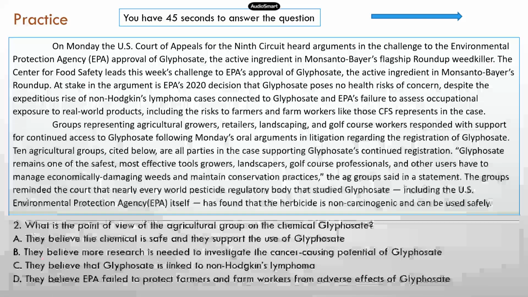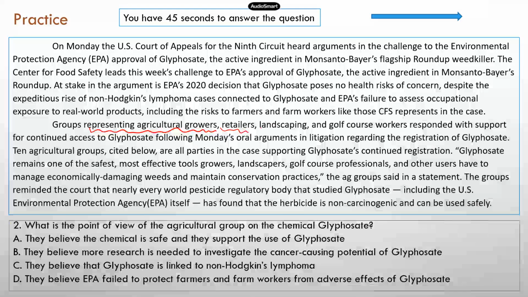All right, the information is in the second paragraph. So this is the group that presents agriculture growers, retailers, landscaping, and golf course workers. So you can tell that these people rely on glyphosate, right? They use glyphosate for farming and selling them at stores. They use glyphosate for landscaping or the nice grass on a golf course. So because they rely on the product, they probably have a very positive point of view on glyphosate.